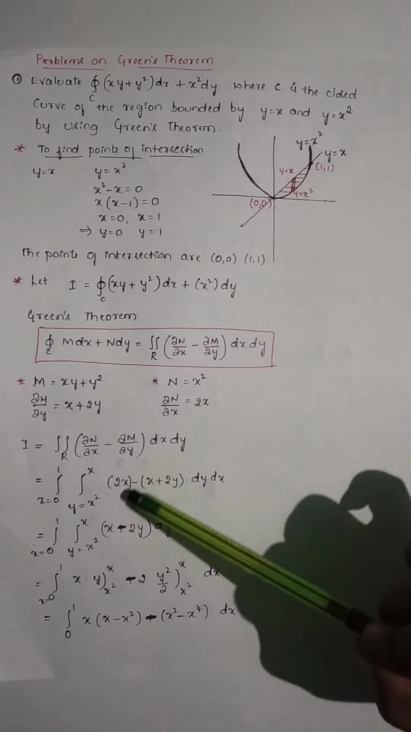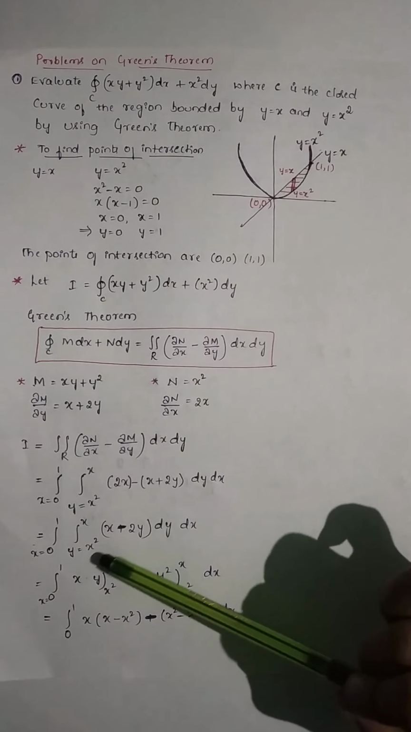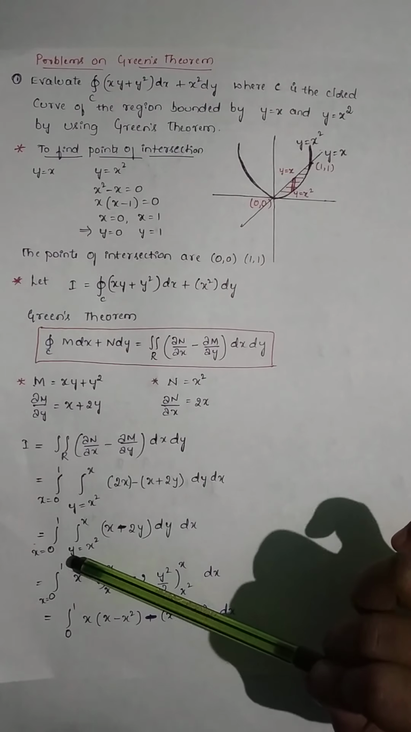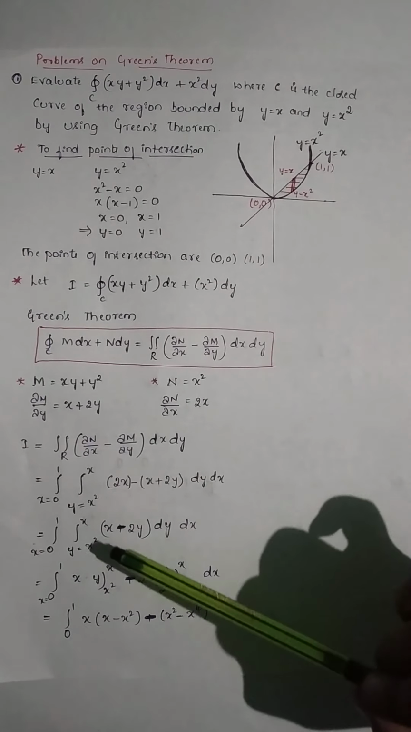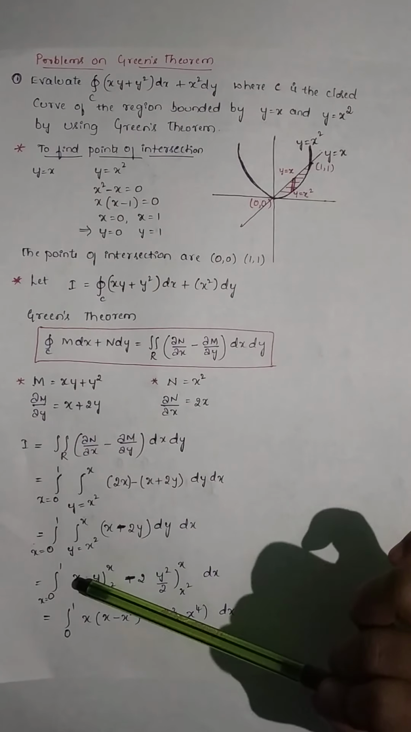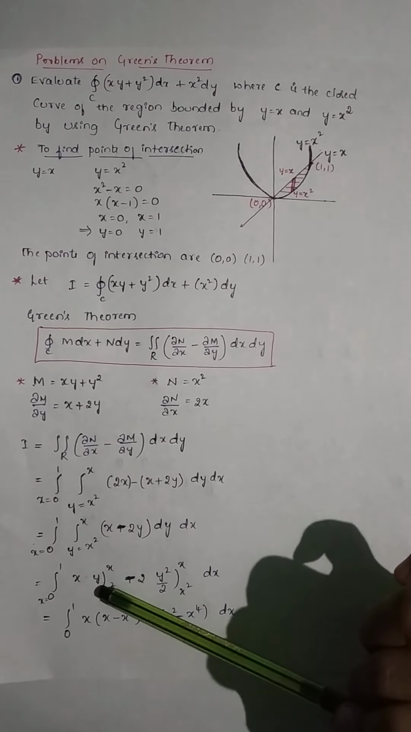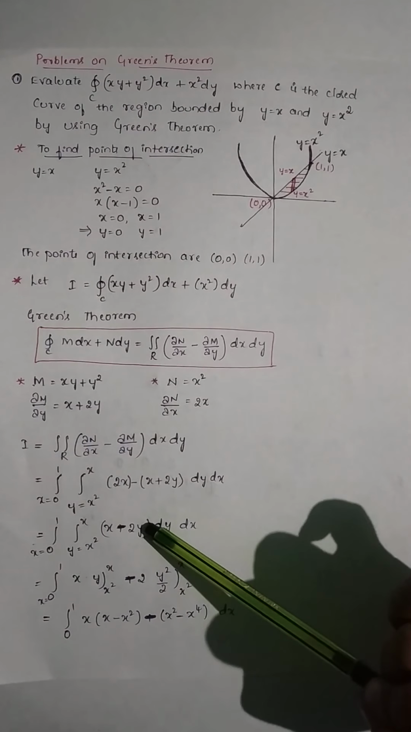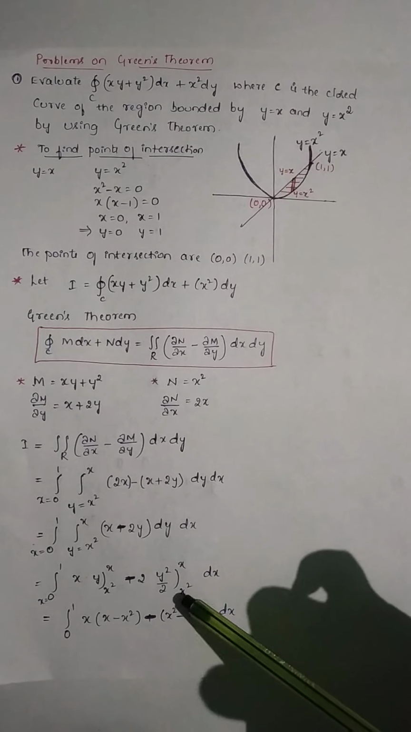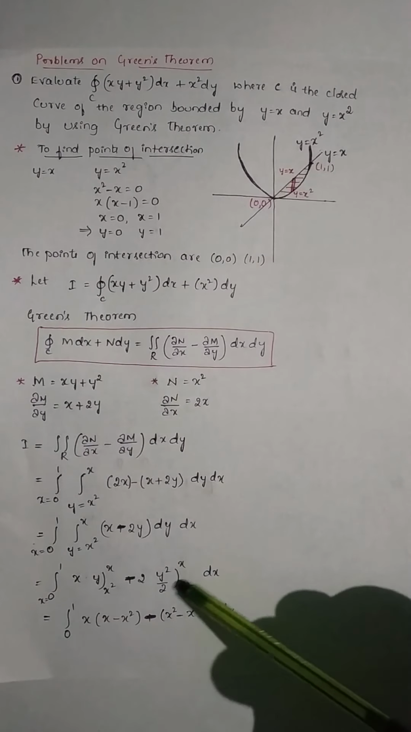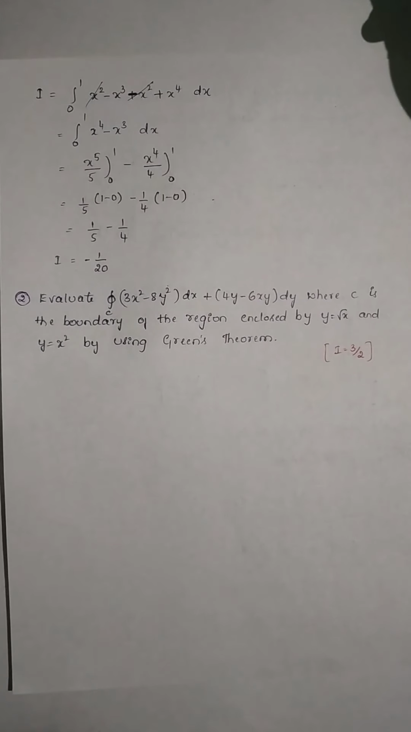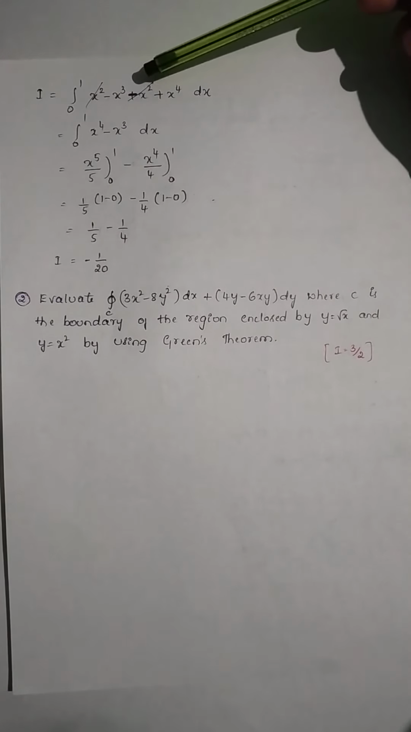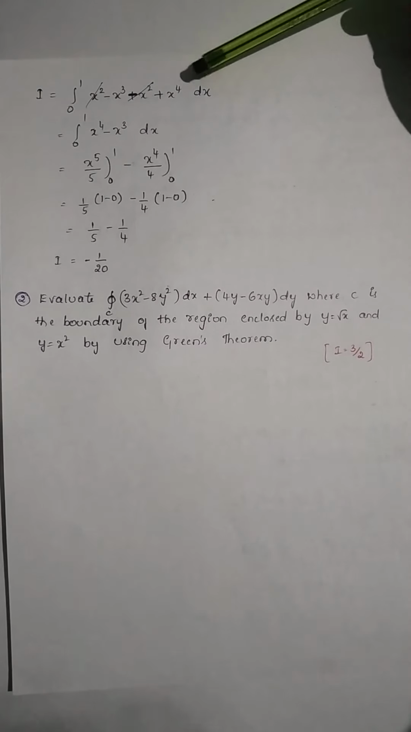Now you have already substituted ∂N/∂x and ∂M/∂y. On simplification you will get x − 2y, and this integral you have fixed for y. So the first step is to integrate with respect to y. On integration with respect to y, you will get x outside, the integration of 1 is y, apply the limit from x² to x, minus 2 as it is, the integration of y is y²/2, apply the limit from x² to x. On simplification you will get I equal to the integration from 0 to 1 of (x² − x³ − x² + x⁴) dx.